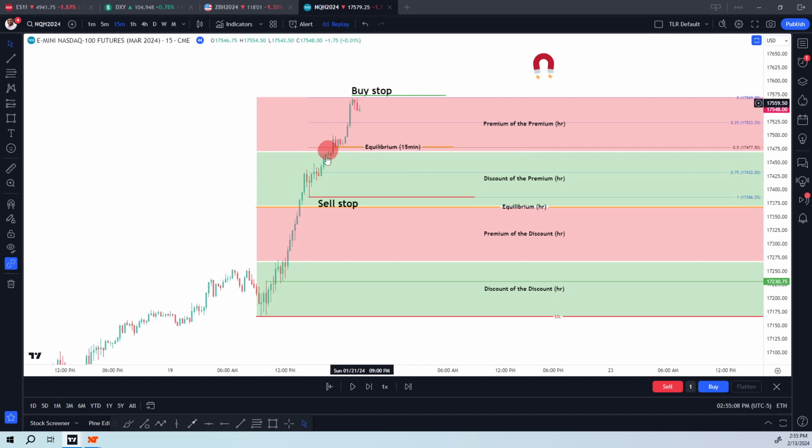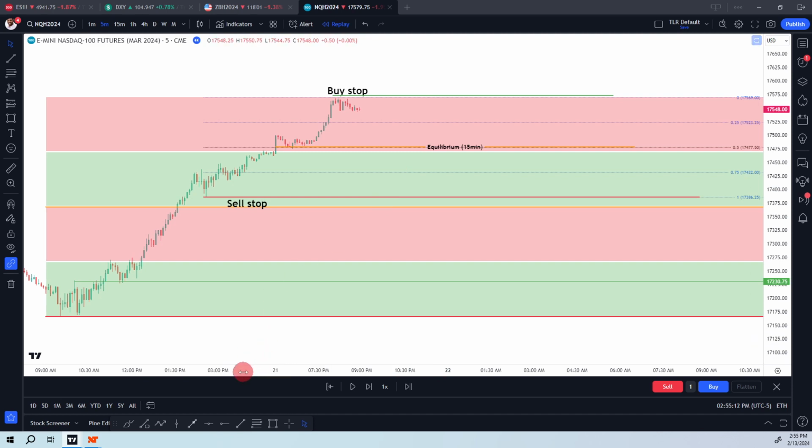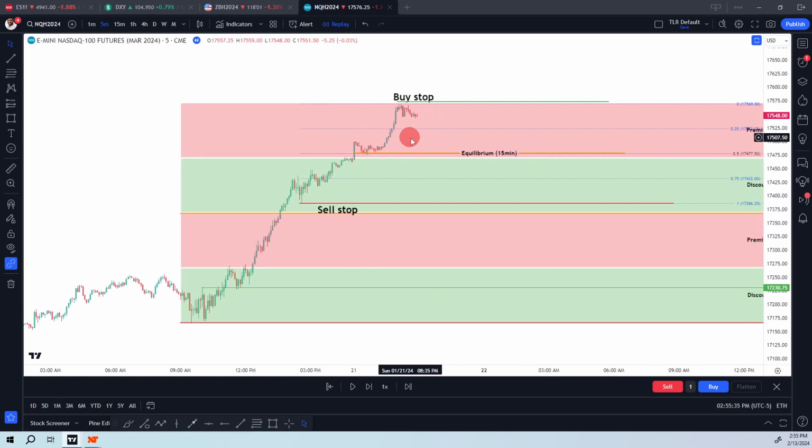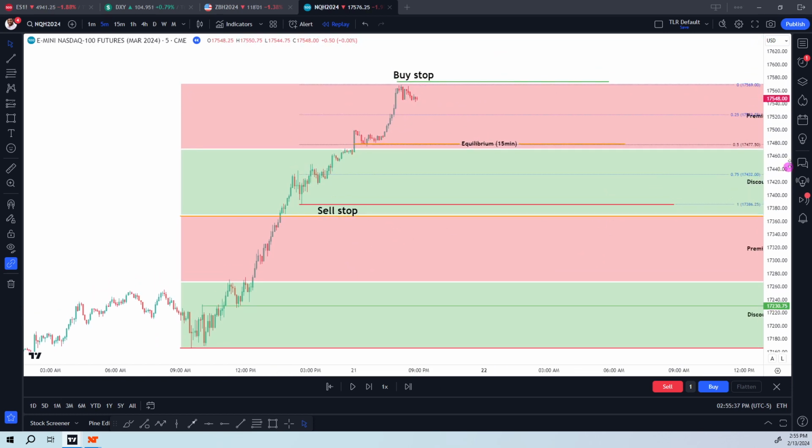In this case, the 15-minute is giving you clues. Then if you go to the 5-minute, the 5-minute is showing you it doesn't want to get down there. So now if you come down here and you break this and start closing below it, then you can say, okay, we are coming back here. But since price is exceedingly bullish, you don't want to see it come back there.